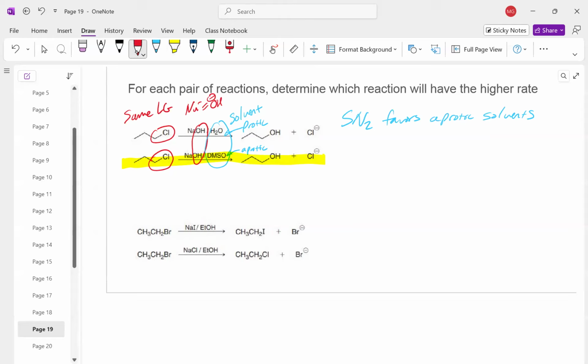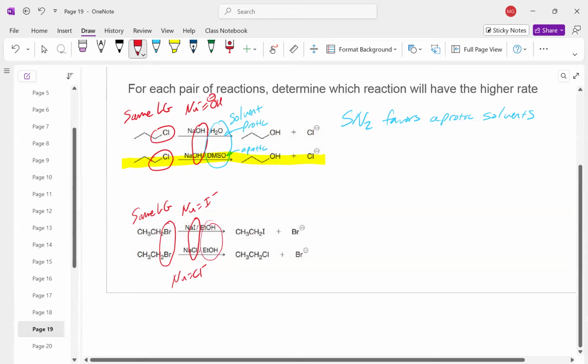Okay, so let's look at the next pair. In this pair, we have the same leaving group. And now let's go look at the nucleophile. The nucleophile here, that's a little different. Okay, the nucleophile in the top reaction is iodide. And on the bottom reaction, it's chloride. And then the solvents are the same.